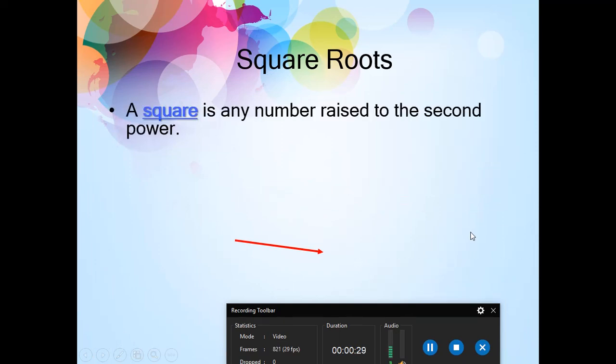So let's start with a square. If you take any number and raise it to the second power, you will produce what's called a square. So here's an example. This is 3 raised to the second power. Remember, this is not 3 times 2. What this really means is a number times itself. 3 times 3 creates 9. 9 is classified as a square number.